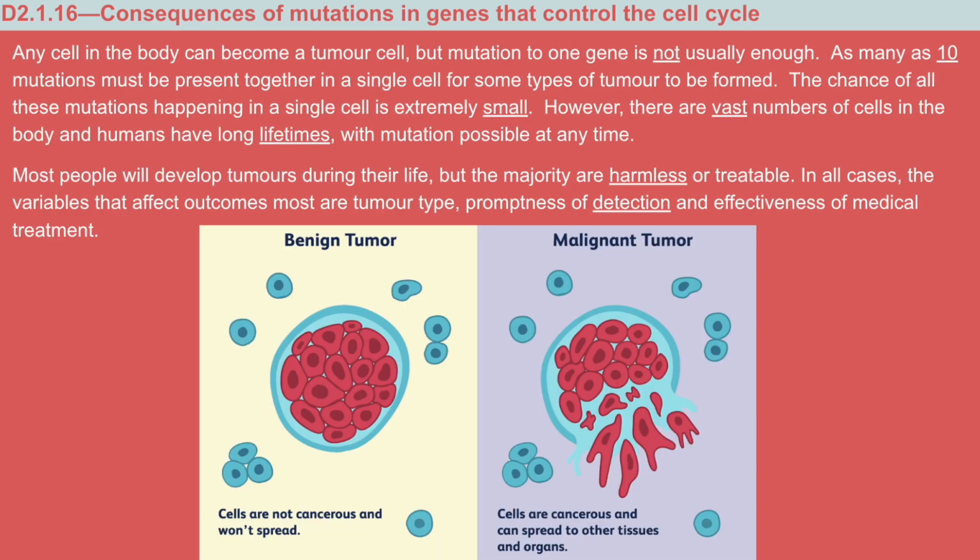Any cell in the body can become a tumor cell, but normally one mutation isn't going to cause a tumor to form. Usually there's going to be more, as many as 10. And the chance of this happening is very small, but humans have long lifetimes, and so mutations are possible at any time. We also have a large amount of cells in our body, and so that's why sometimes these errors do occur.